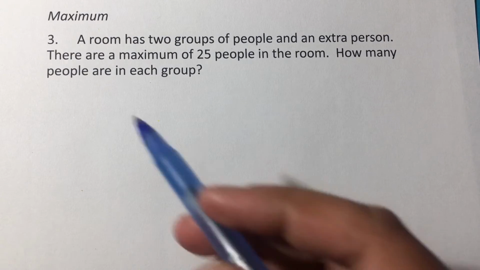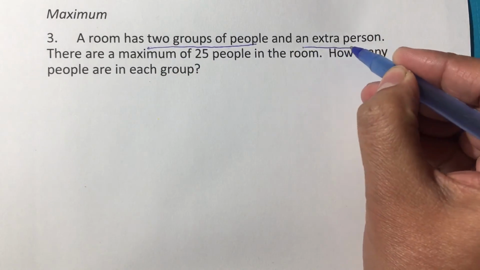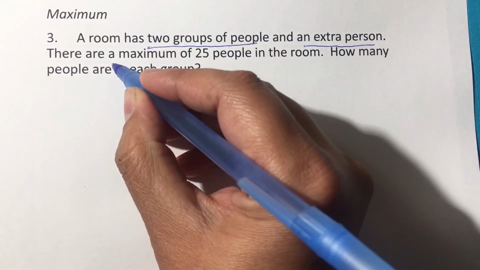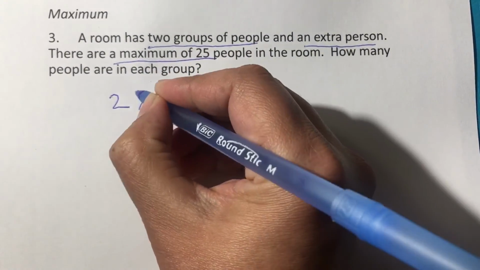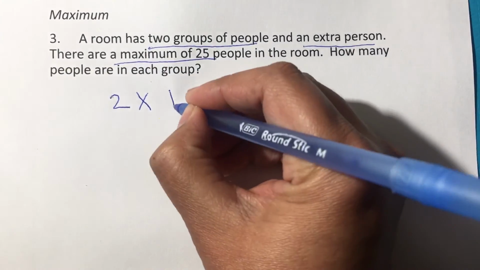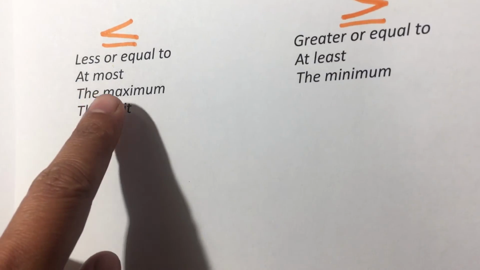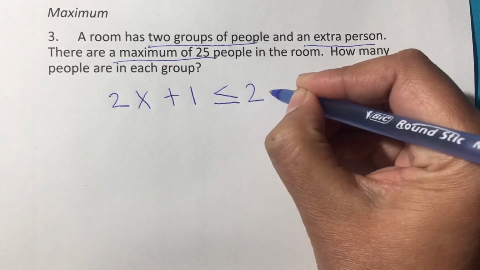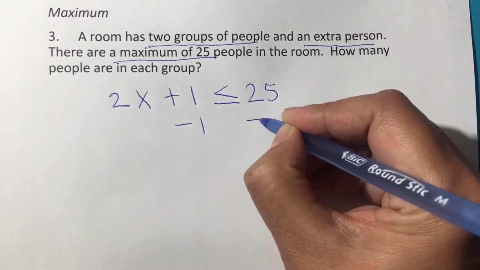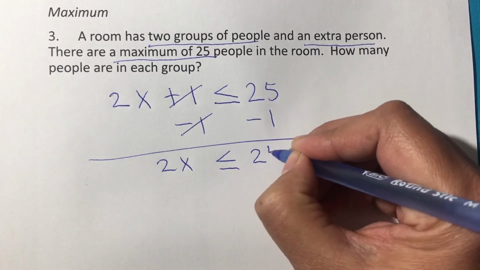For number 3, it says the maximum a room has 2 groups of people and an extra person. There is a maximum of 25 people in the room. How many people are in each group? So we have the 2 groups with a number of people and an extra person. The maximum, if you look in here, the maximum is less or equal than 25 people. We subtract, you put 2x is less or equal than 25 minus 1 is 24.